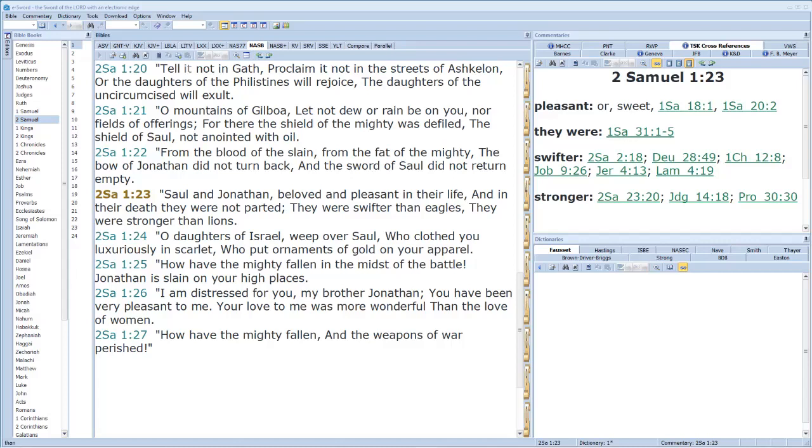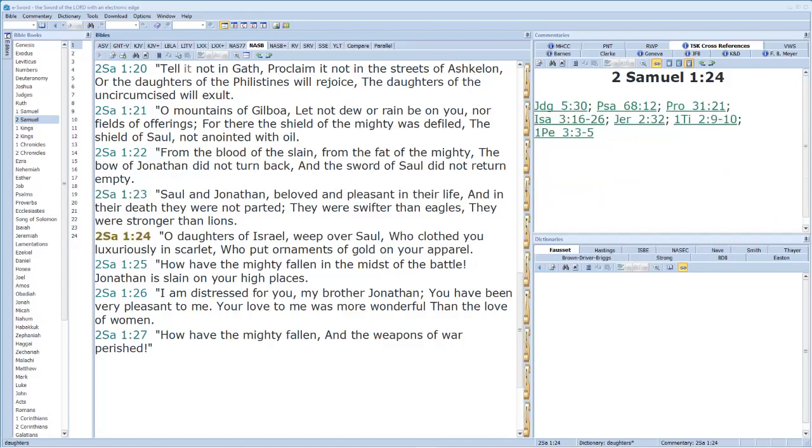Now, verse 24, O daughters of Israel, weep over Saul, who clothed you luxuriously in scarlet, who put ornaments of gold on your apparel. And so one of the reasons that Israel should mourn for Saul was because Saul helped them a lot.